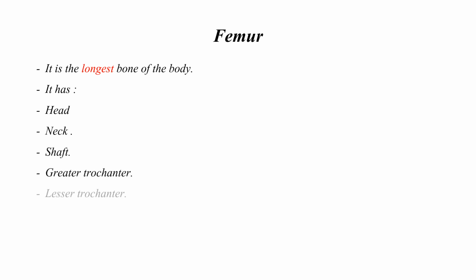It is the longest bone of the body. It has different parts. It has head, neck, and shaft. Also, it has a greater trochanter and lesser trochanter. The greater trochanter and the lesser trochanter project from the junction of the shaft and the neck.